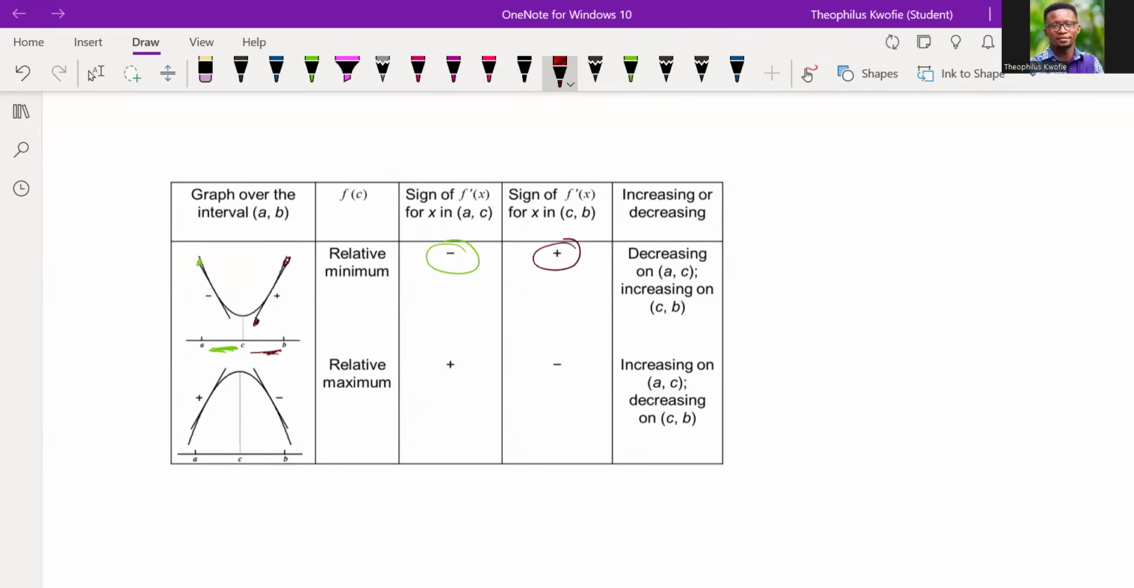Good. Now, on AC, what can we say? The function was decreasing on AC. And on CB, the function began to increase. And that is why we have this as well. All of these things I'm saying so that you would appreciate them when you begin to solve problems. So take your time to make sure you understand this.